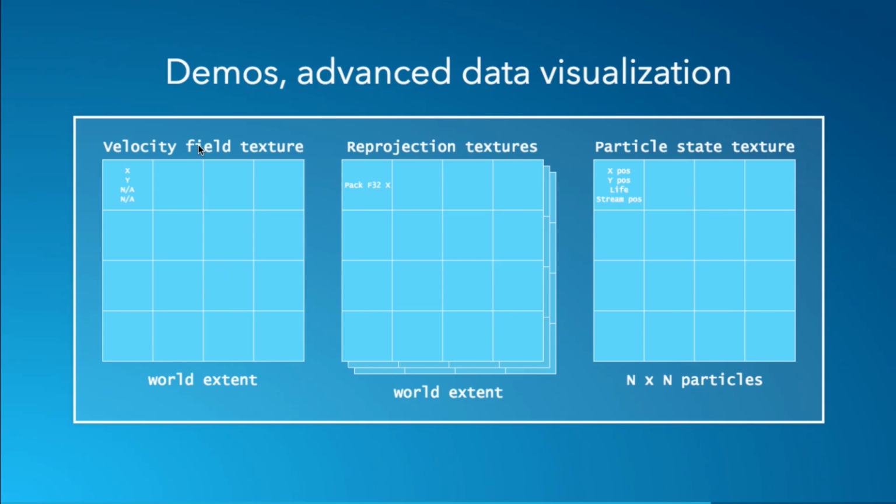There's basically one texture that represents a velocity field. This texture is covering the whole world extent, basically the full globe extent. And then each cell just gives me an x, y velocity vector. These are the RG channels of the texture.